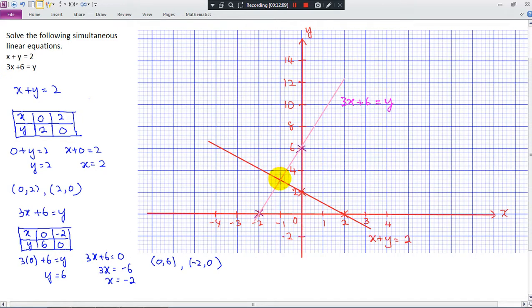So where's the intersection point? The intersection point is here. Okay, so the coordinate of the intersection point is negative 1, comma, and here is the middle of 2 and 4, which is equal to 3. So we know that x is equal to negative 1, y is equal to 3. These are the solutions for these questions.